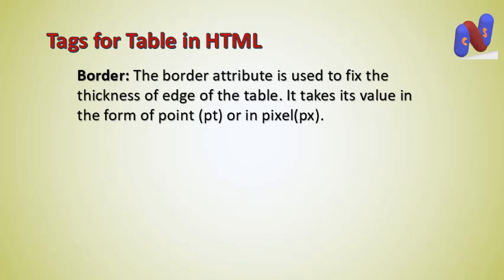Now, the border attribute. The border attribute is used to fix the thickness of the edge of the table. It takes its value in the form of points or in pixels. We use pt to provide the point, and we use px for pixels.